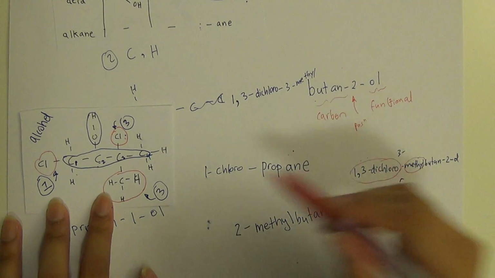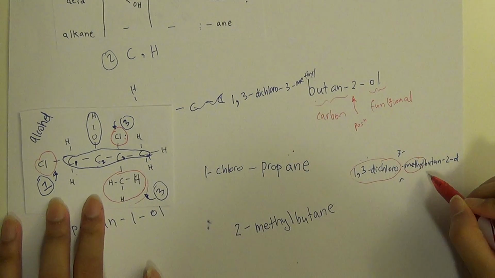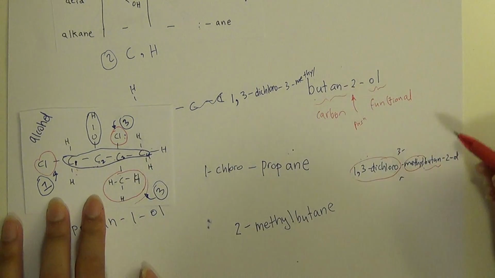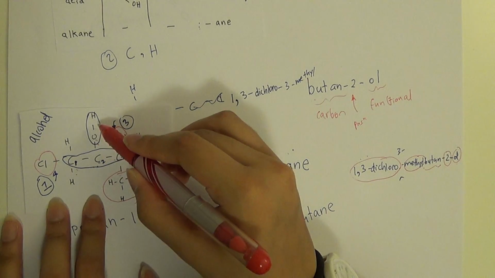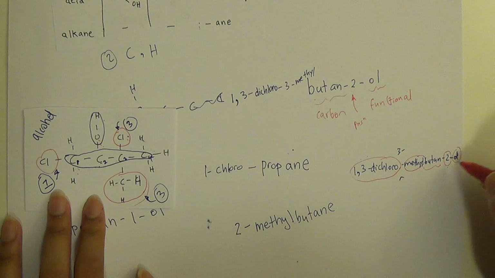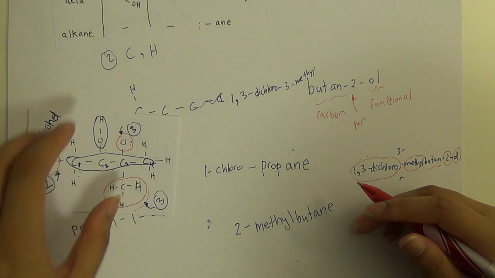With this referring to the methyl side group, and then the butan referring to the fact there are 4 carbons, and then the -ol, which refers to the functional group hydroxyl, which is the alcohol, and then the 2, which is the position of the alcohol.